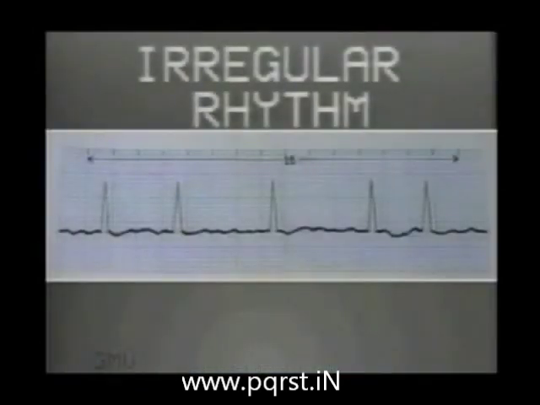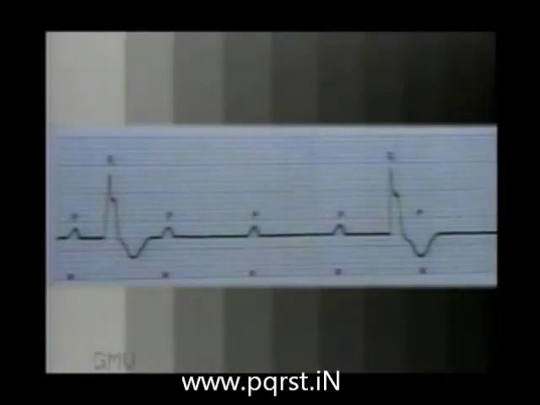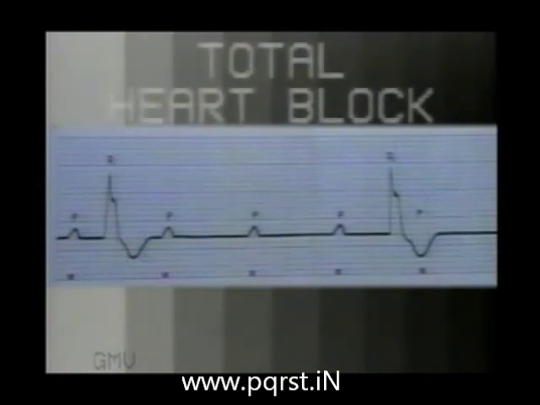Now in this ECG, the rhythm is irregular. Each RR interval is different. So in this case, count the number of R waves in 15 large squares which represent 3 seconds and multiply the number by 20 to get an approximate heart rate per minute. This tracing shows 5 R waves in 15 large squares. So the rate is about 100 per minute. So before heart rate is calculated, see whether the rhythm is regular.